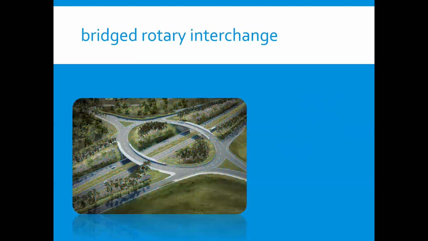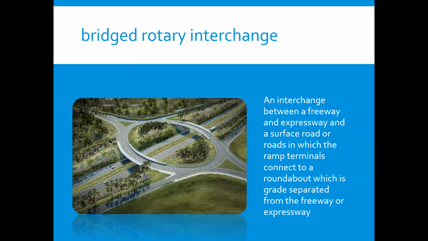Bridge rotary interchange. An interchange between a freeway, an expressway, and a surface road or roads in which the ramp terminals connect to a roundabout, which is grade separated from the freeway or expressway. Typically, you would see this type of structure on the approaches to large cities. It is highly unlikely you will see this type of structure within the cities. It requires a lot of land, and land, as you're probably well aware, within the cities is quite expensive.